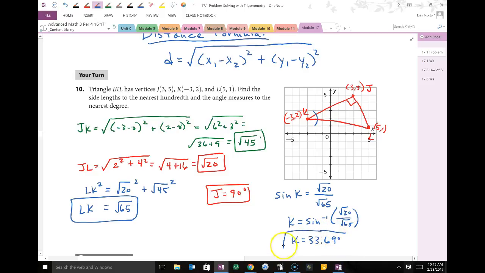Thank you. All right, how do we find L? We're almost done. We can do it, guys. Let's do 180 minus 90 minus 33.69. That would be like, what, 56.31 degrees.